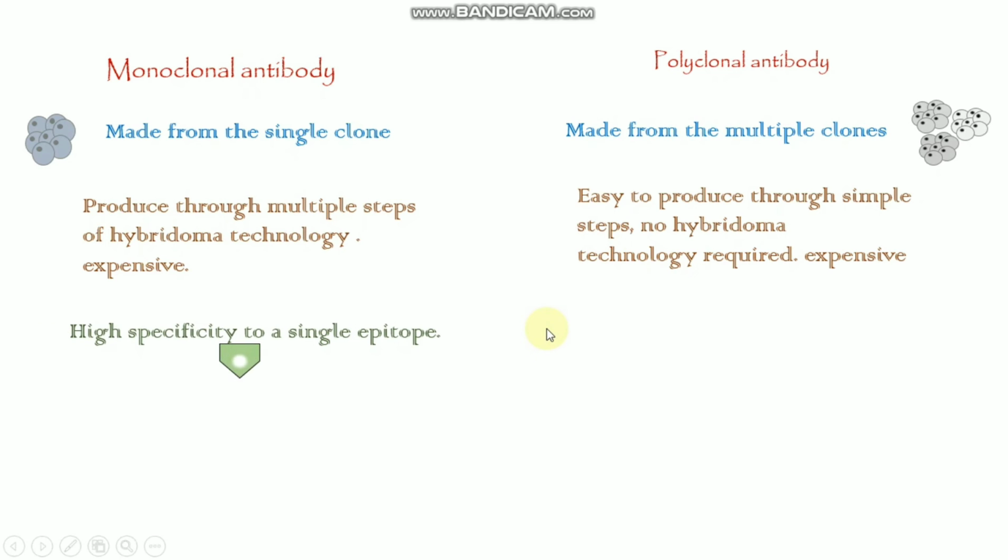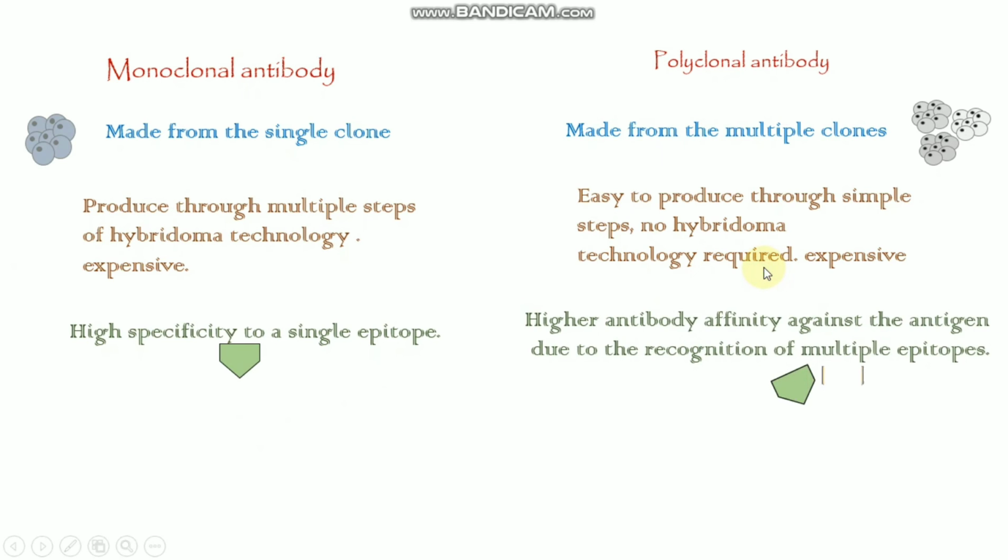And the next is high specificity to a single epitope, because monoclonal antibody is produced from only a single clone. This is why it has specificity to a single epitope. But in the case of polyclonal antibody, there is a higher antibody affinity against the antigen due to the recognition of multiple epitopes. In the case of monoclonal antibody, there is only a single clone epitope. This is why there is low cross reactivity and very low background noise. In a later slide, I will discuss what background noise is.